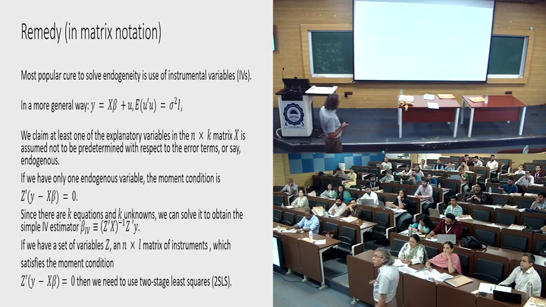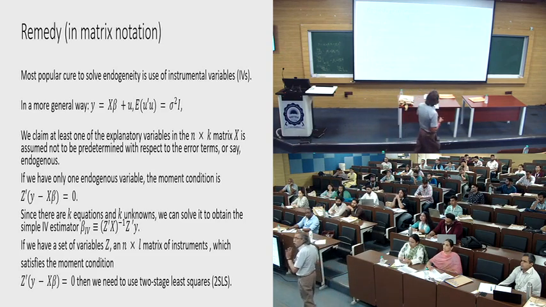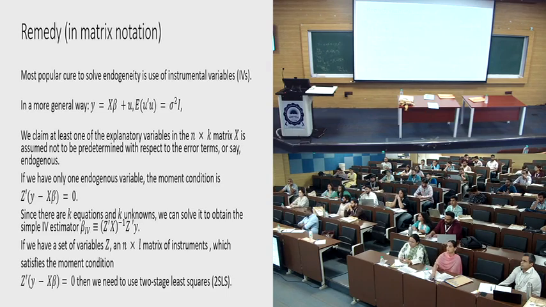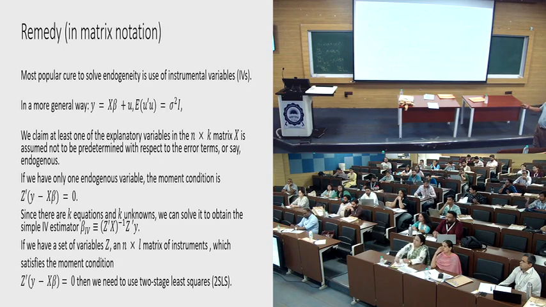Fine. So the remedy: recall I have, in matrix notation, y equals X beta plus u, and I have a set of instruments, which is Z. Suppose there is only one endogenous variable, and I want the moment condition expected value of Z and epsilon, my error term, to be equal to 0. In matrix notation, that's Z prime (y minus X beta) equals 0. Recall y minus X beta is your u. So Z transpose u equals 0, and that's my moment condition.